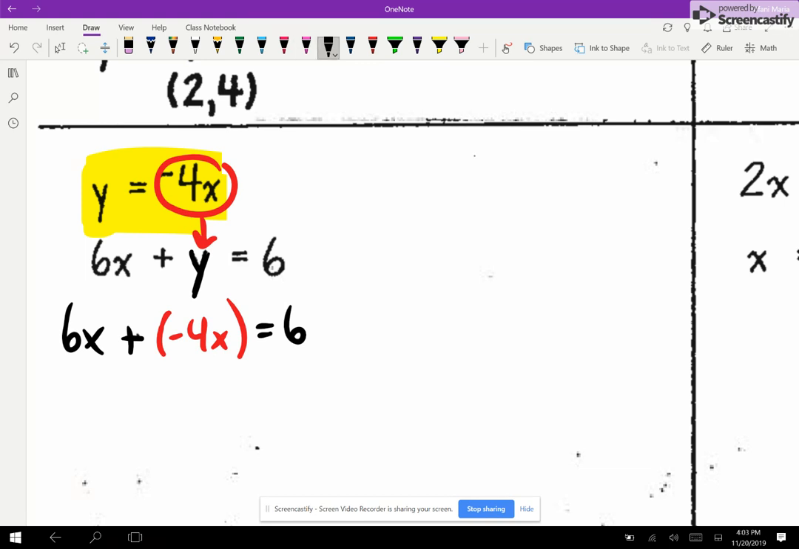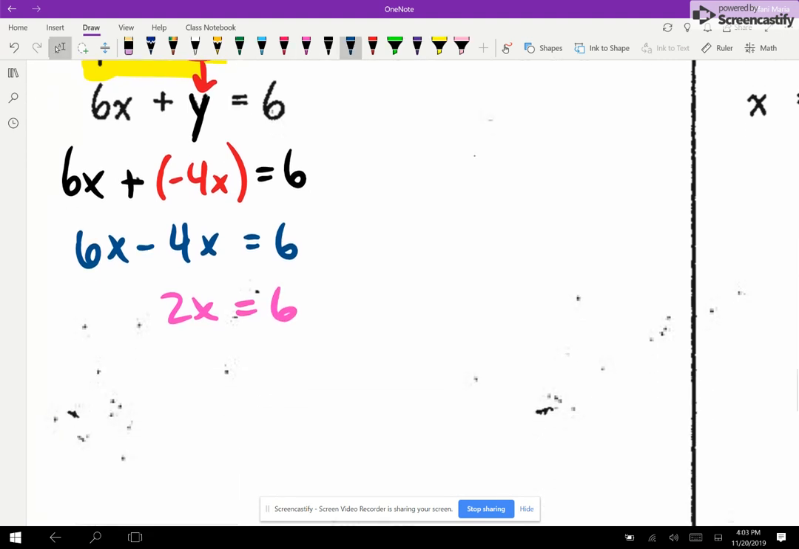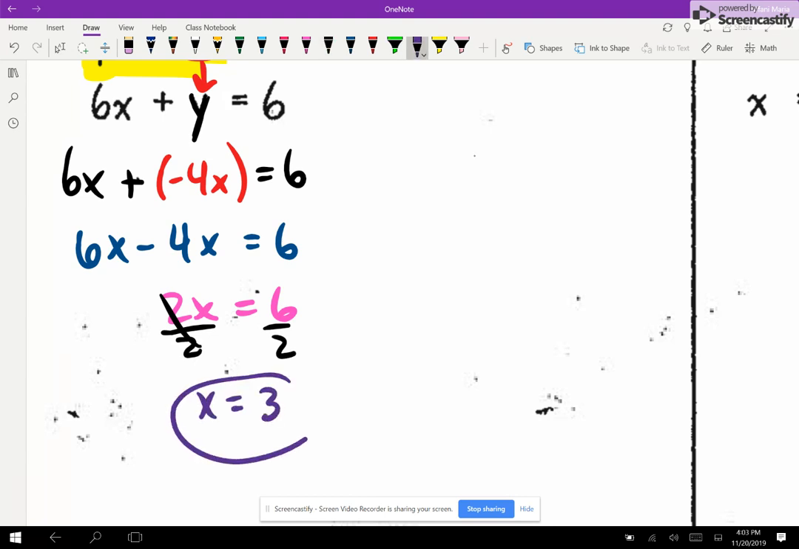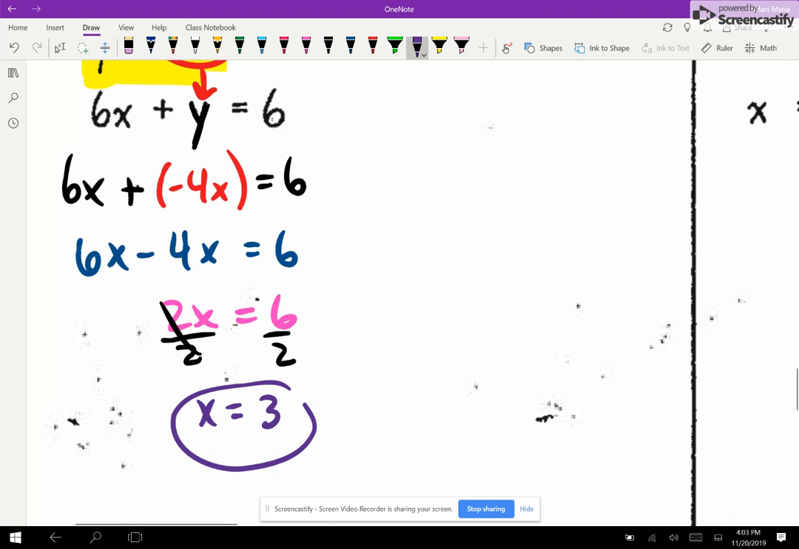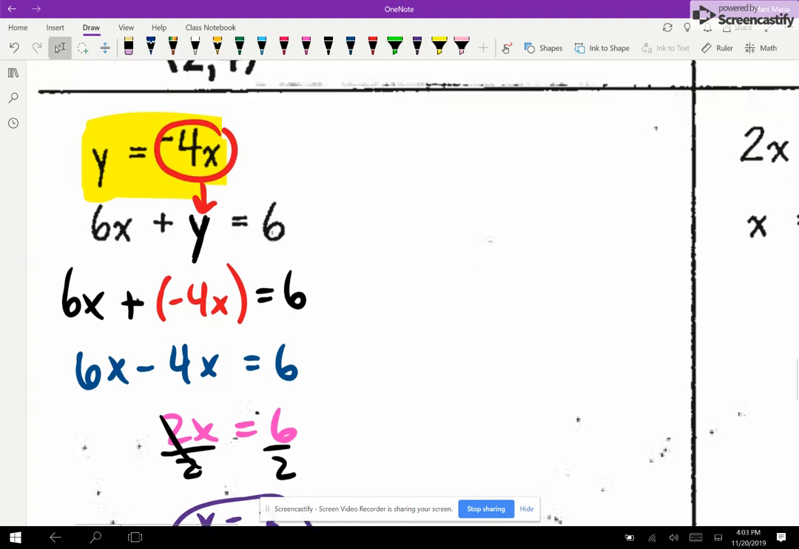So I'm just going to simplify and rewrite the next line to 6x minus 4x. And then 6x minus 4x is 2x. And 2x equals 6. I just have to divide by 2. And I get x equals 3. So again, I just found half of my answer. Because remember, it's an x, y.